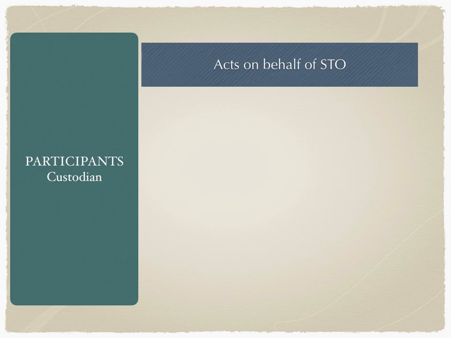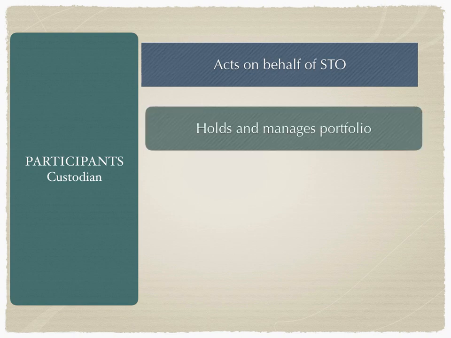Custodian. Who is a custodian? A custodian is one who acts on behalf of the STO. It holds and manages the portfolio. The STO owns the portfolio. The custodian manages the portfolio. The STO buys and sells securities. The custodian holds and manages those securities.